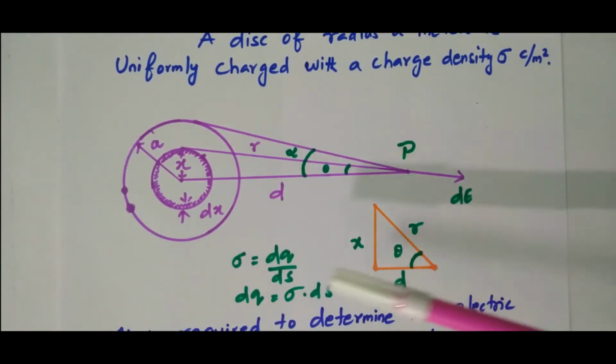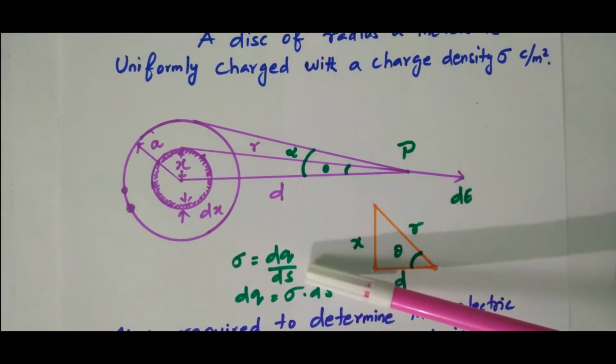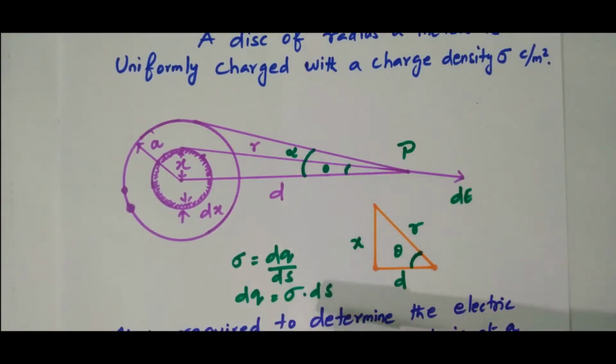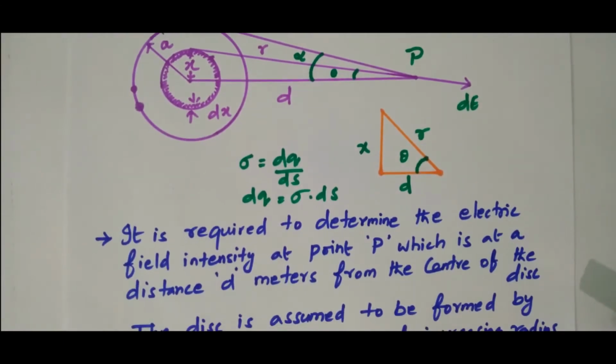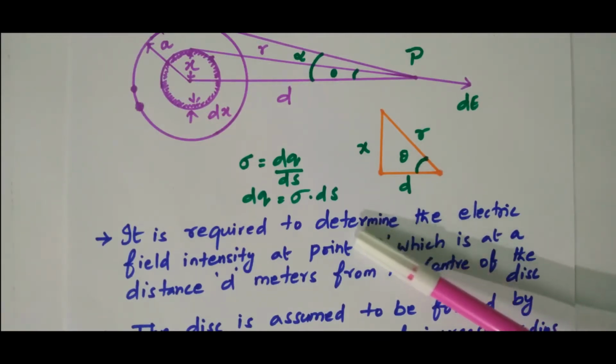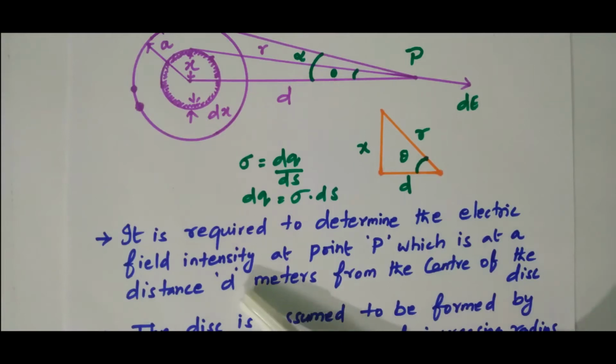Because of surface charge density, sigma equal to dq divided by ds. From that, dq equal to sigma into ds. Right. So it is given in terms of surface charge density. The description is given here. It is required to determine the electric field intensity at point P, which is at a distance d meter from the center of the disk.